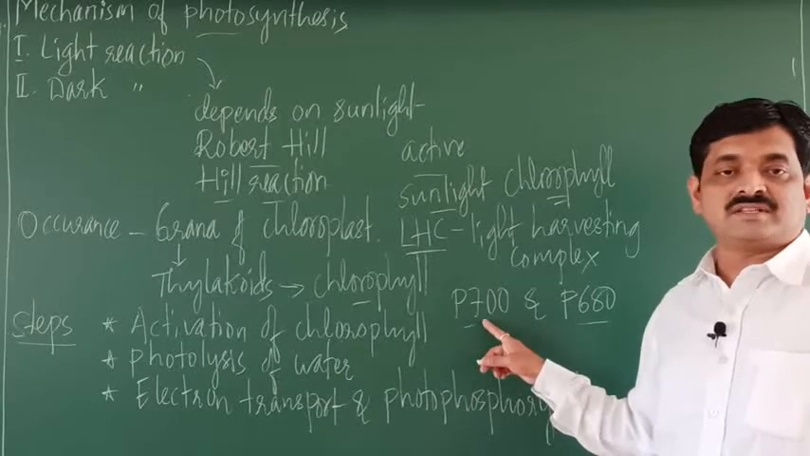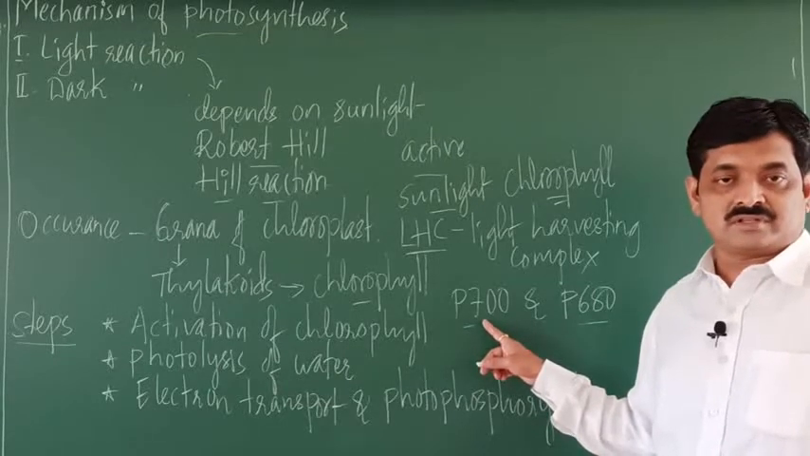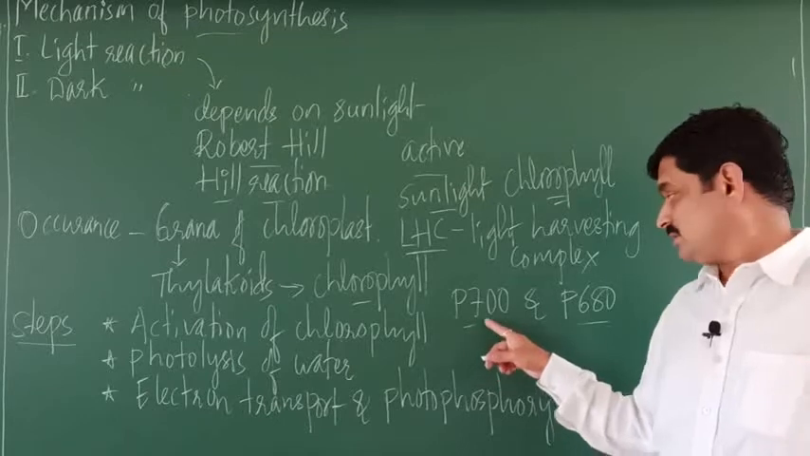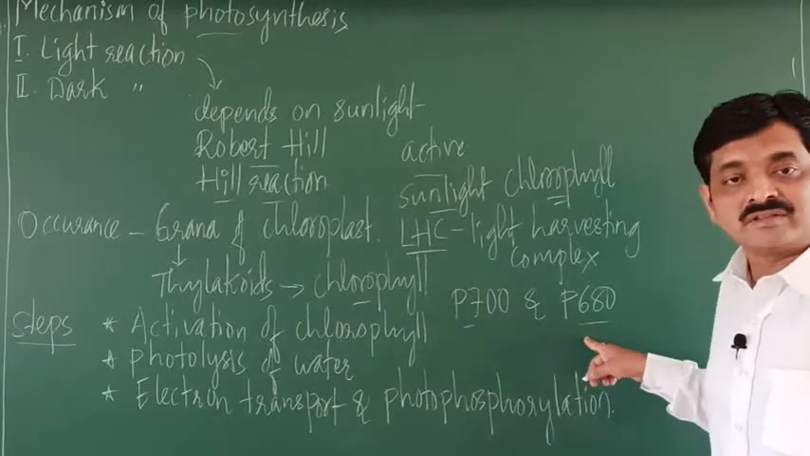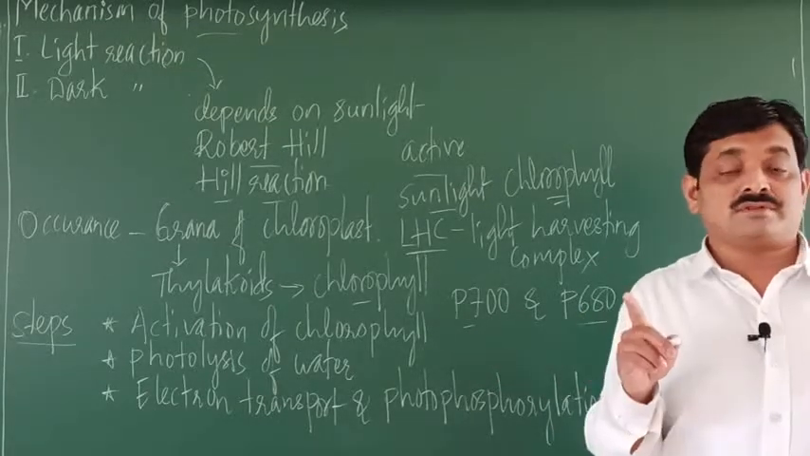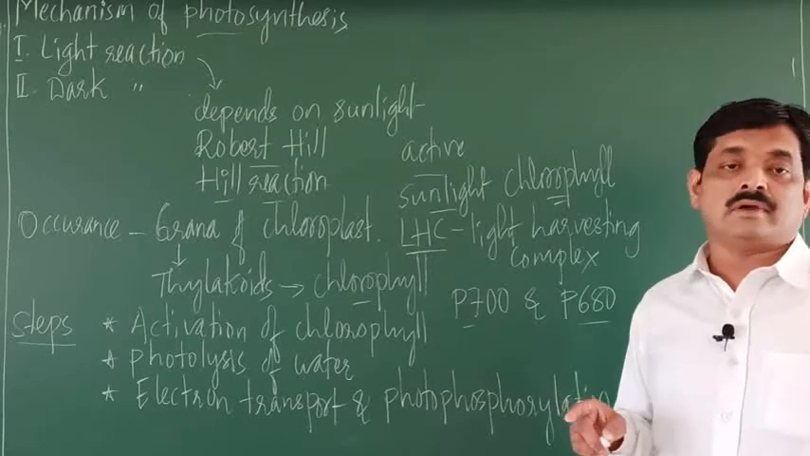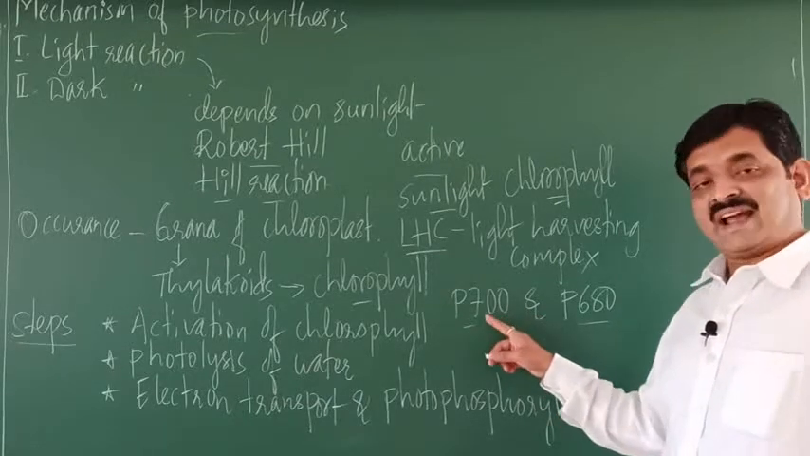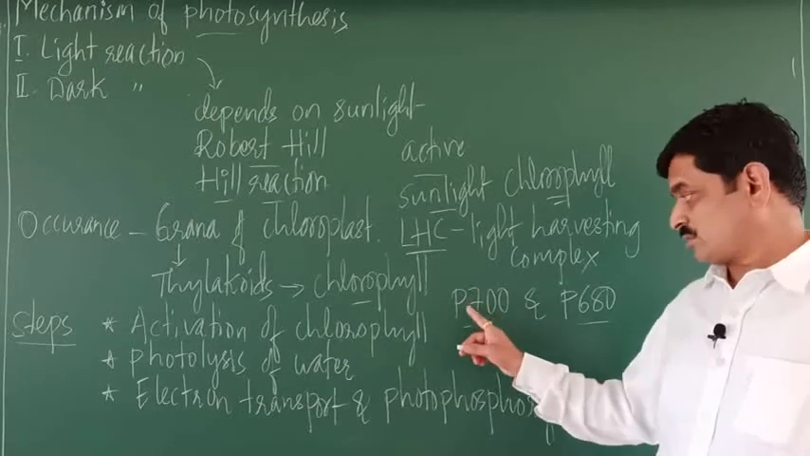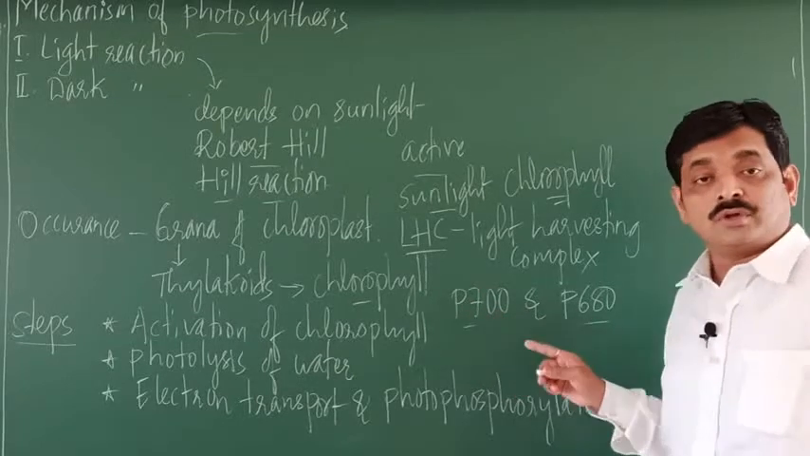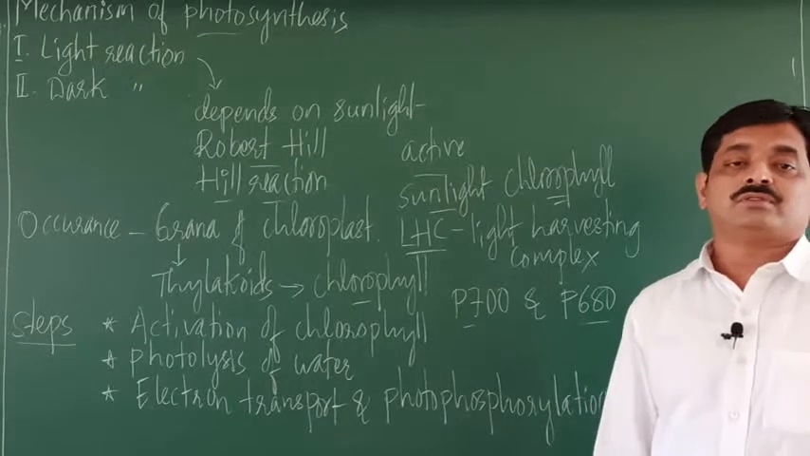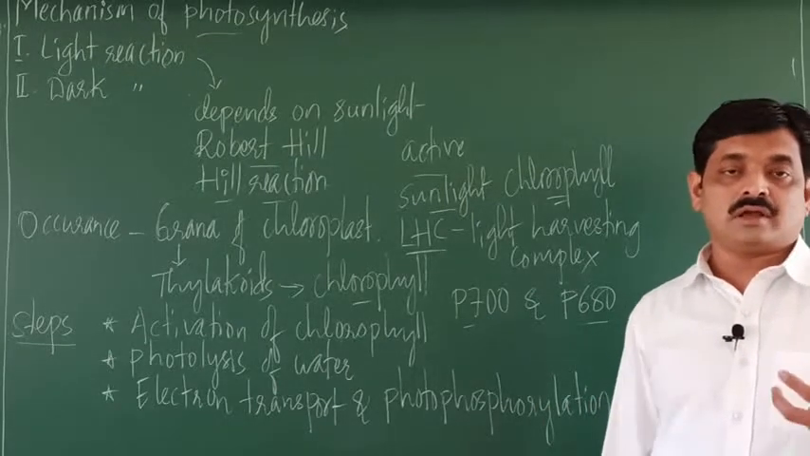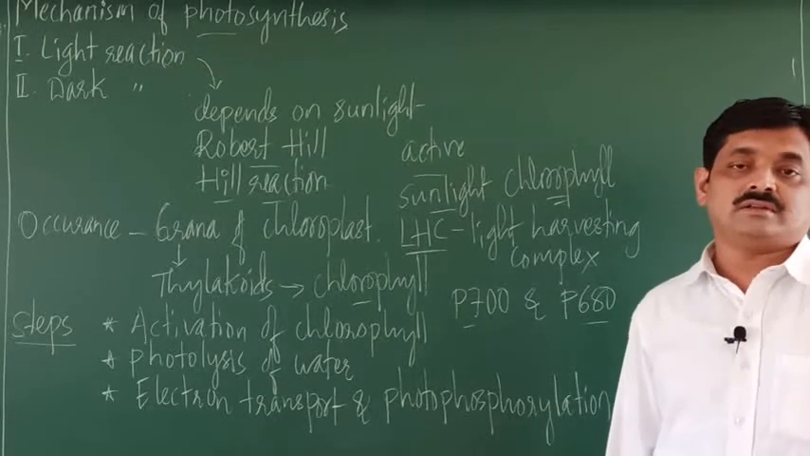Reaction center P700 present in photosystem 1. Reaction center P680 present in photosystem 2. They become active, right? So in this way, these reaction centers located in photosystem 1 and photosystem 2 become active. So this step is called activation, right?